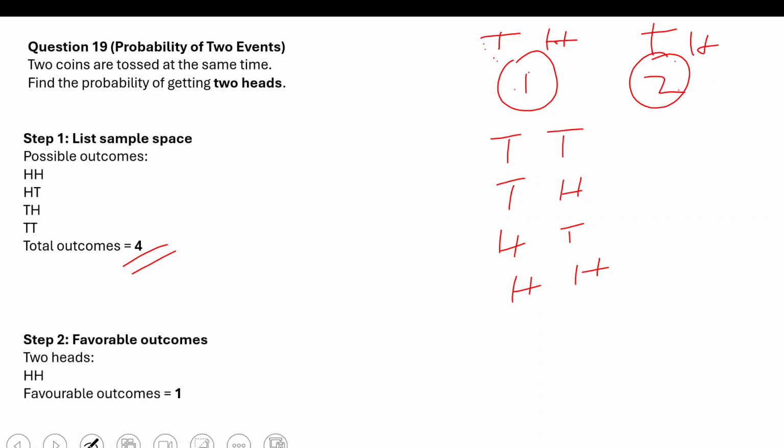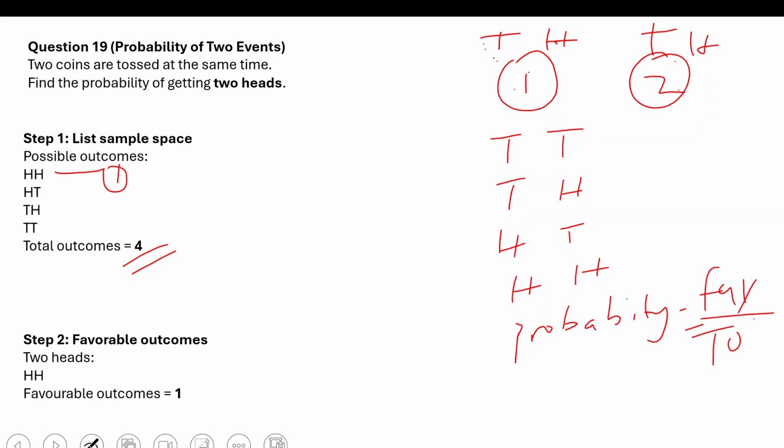So the favorable outcome is how can I get two heads? Two heads can appear only once. Look at it, one. So the probability, again, by formula is favorable outcome over total outcome, right? Total outcome is 4, favorable outcome is 1. 1 over 4 is my answer.